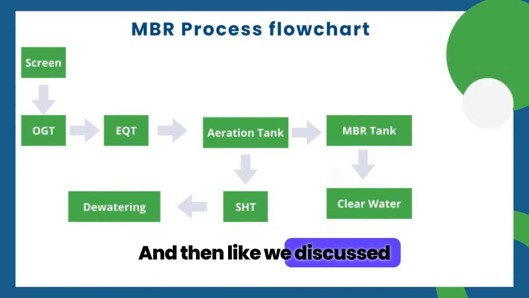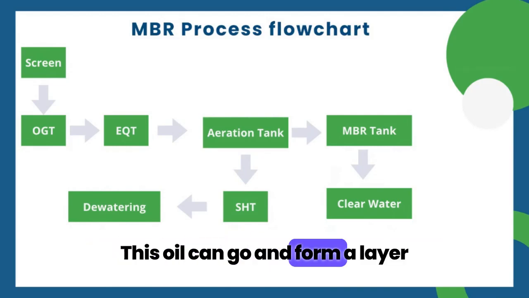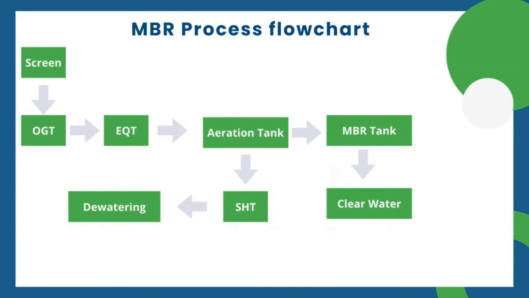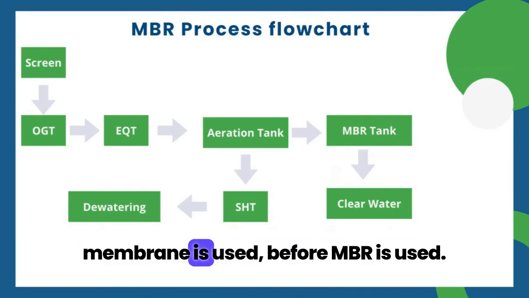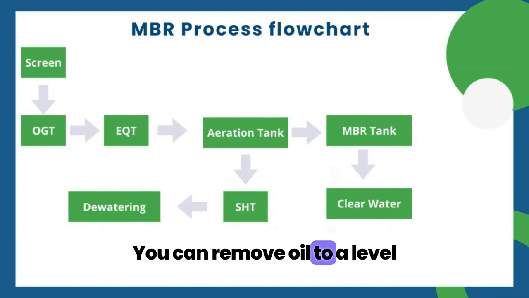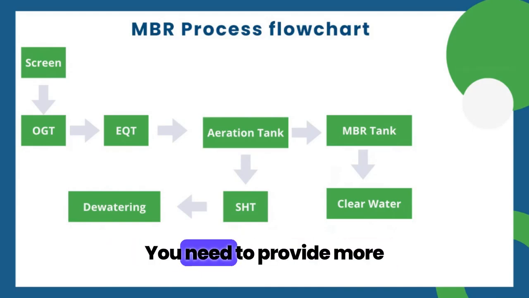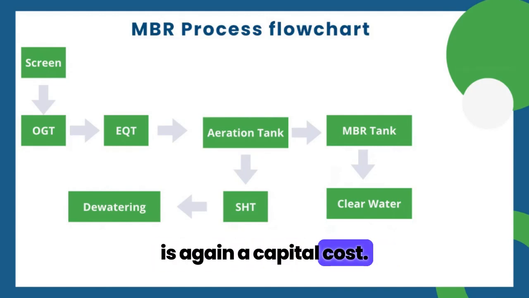And then, like we discussed earlier, oil has to be taken out. MBR membranes are not oil tolerant. This oil can go and form a layer on the membrane surface, affecting the performance. So oil has to be taken out before the membrane is used, before the MBR. Taking out oil poses its own challenges. You can remove oil to a level of 1 ppm, 2 ppm, but beyond that becomes a lot more difficult. You need to provide more storage tank facility, which is again a capital cost, right?